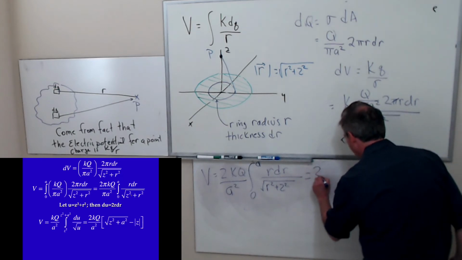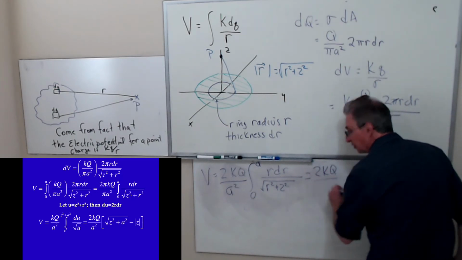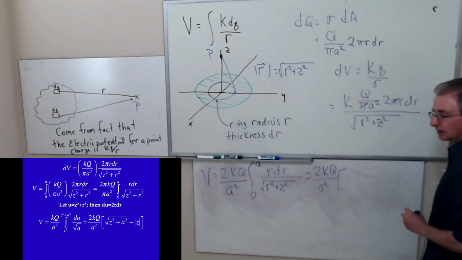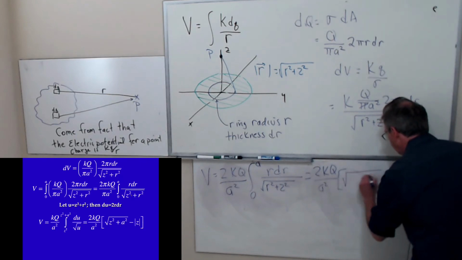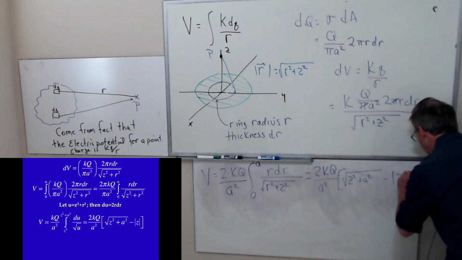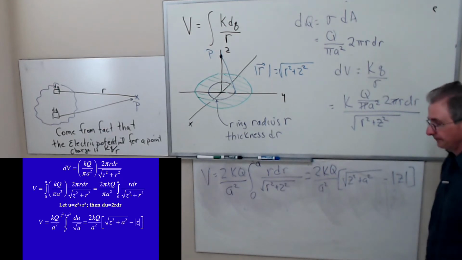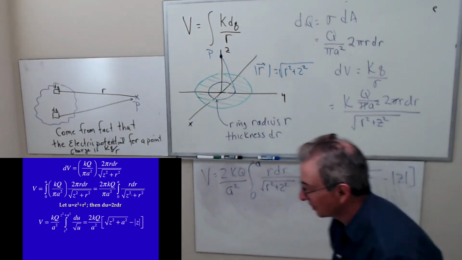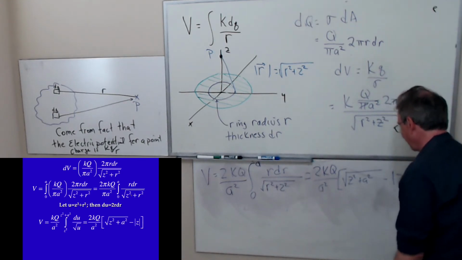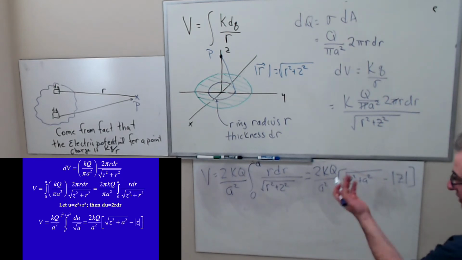What you get is this: 2kq over a squared times the square root of u squared plus a squared minus the absolute value of z. Don't tell the math professor I skipped all the steps. But on the test, you should be able to do this because this is a U sub. So what are questions one can ask?